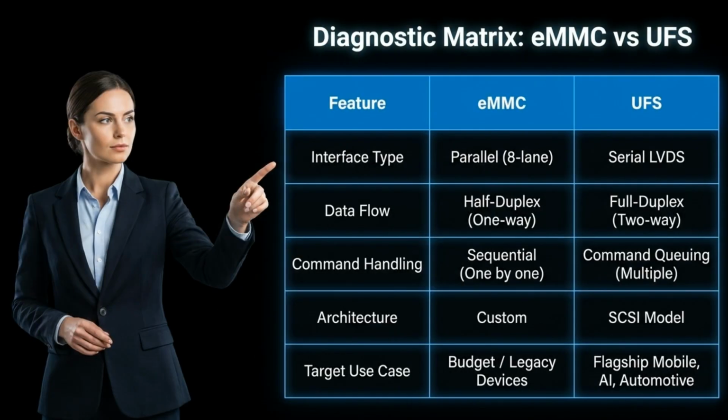This matrix highlights the key differences between eMMC and UFS. UFS offers significant upgrades, including a serial interface, full-duplex data flow, and advanced command queuing, making it the preferred choice for flagship mobile devices and automotive systems.